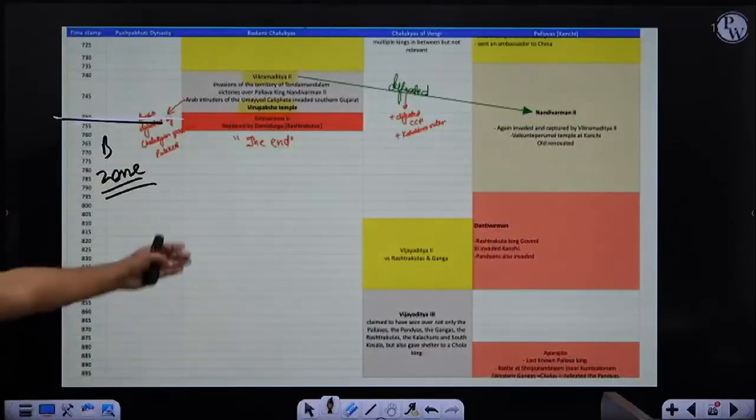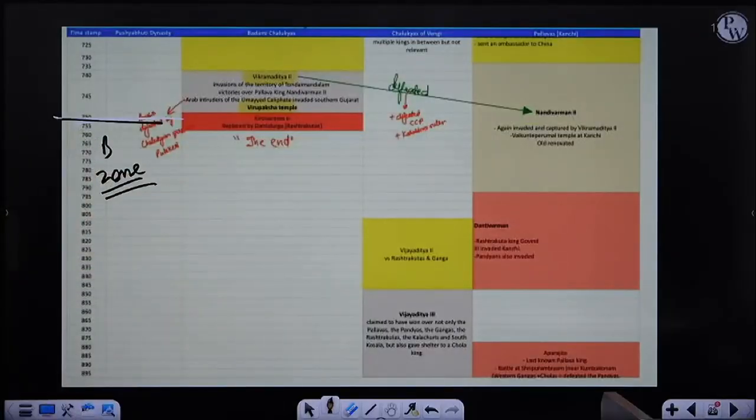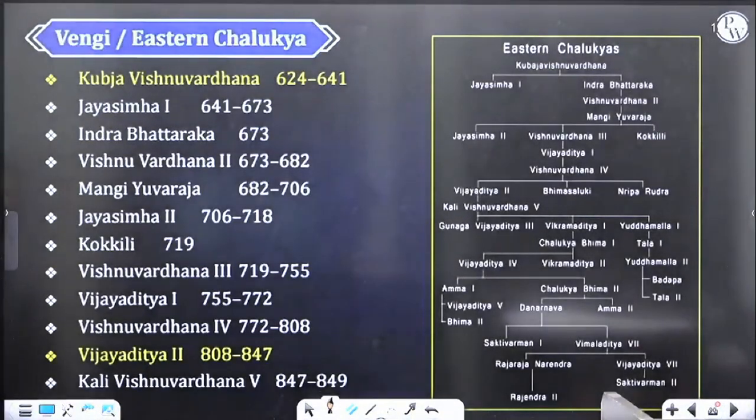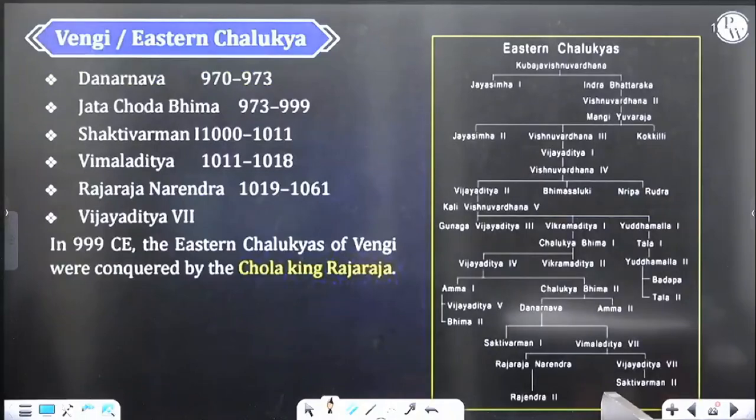Around 750 somewhere. The Rajputas are here and they kept on fighting with each other. Hardly matters. On the other side they had the Pallavas as well, so they will keep on fighting with each other. So Kuj Vishnuvardhan, and then you can mark: the Eastern Chalukyas are one Chalukyas, simple B zone. They will also be defeated by the Cholas in the end, at 999.